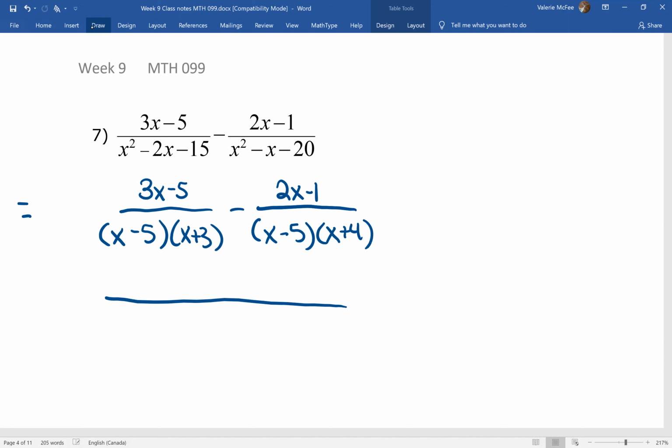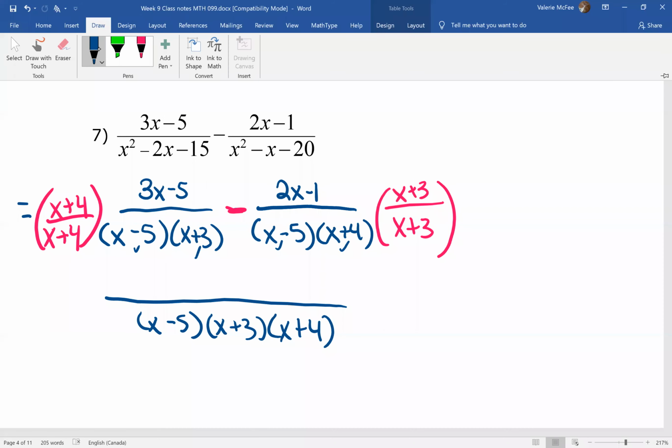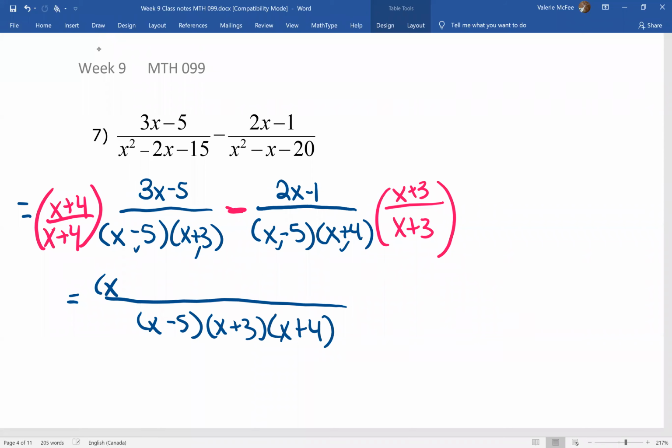So the lowest common multiple needs x minus 5, x plus 3. We already have x minus 5 and x plus 4. What's missing? Here I can see that we're missing x plus 4. Here, x plus 3. And since we are subtracting, I know I need to be careful. Don't forget your equal signs.